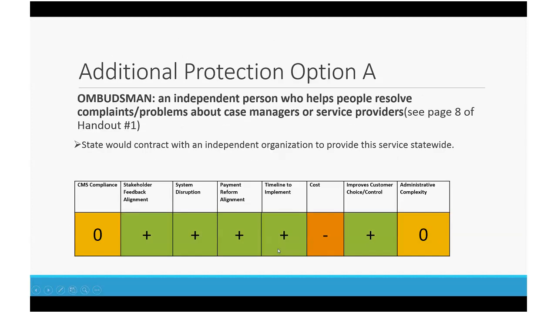So the first option, which I mentioned a little bit earlier, was having an ombudsman. An ombudsman is an independent person who does not work for the provider agency, who helps the person resolve any complaints or problems they have about case management or their direct services providers. In this situation, the state would have to develop a contract with an independent organization to provide this service across the state for people in developmental disability services. So if you have your feedback form, you would want to think about what you like about this option or any concerns you would have about an ombudsman.